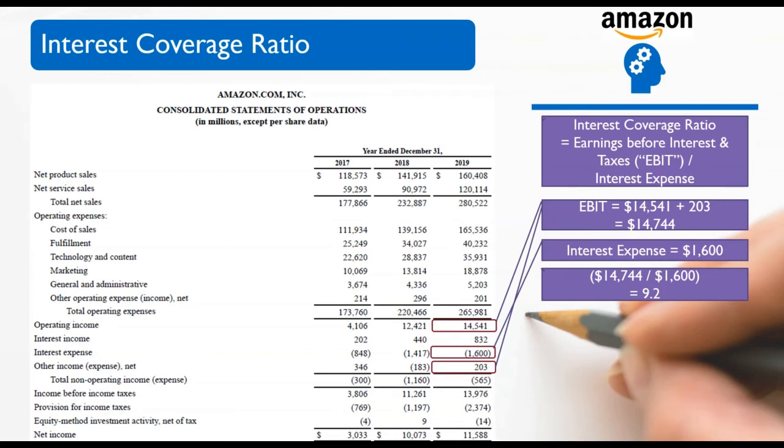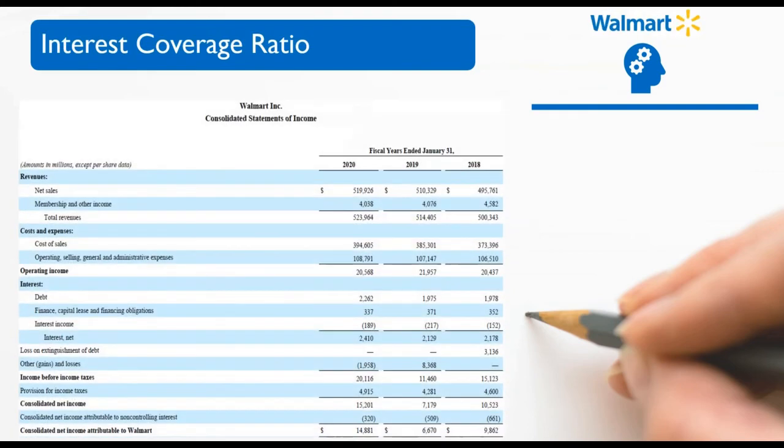So what does this mean? Well, this tells us that Amazon is able to cover its interest expense around 9.2 times based on its EBIT amount. In other words, Amazon generates a healthy earnings amount, which is more than sufficient to cover the interest on its debt obligations. Now, moving on to Walmart.